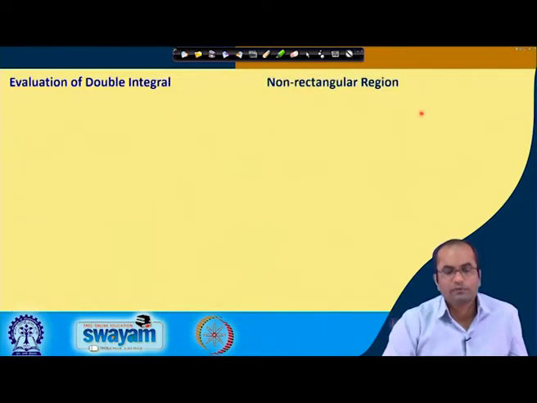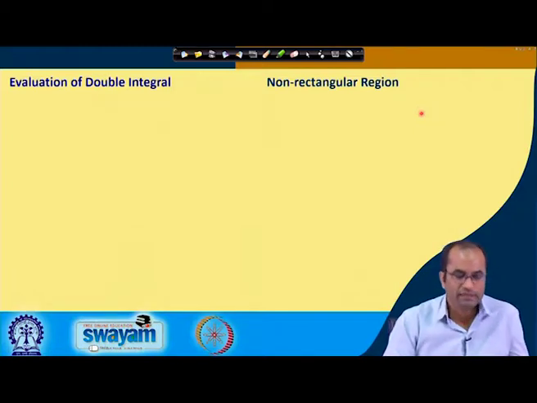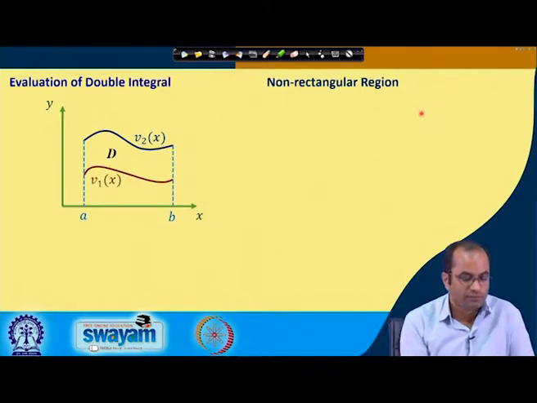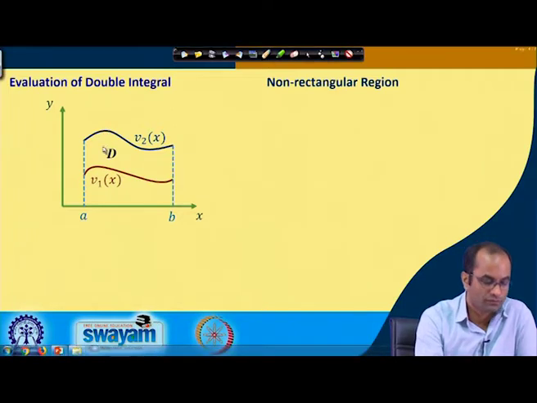So, for non-rectangular regions again we will consider some simple cases, and then later on we will come to the more general cases. Here, for example, our domain is of this kind. So, this is the domain here, our domain of the function.